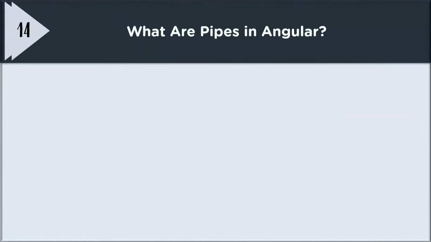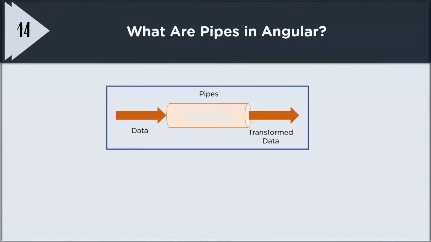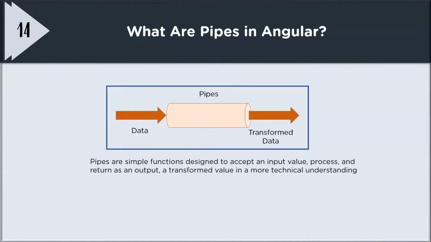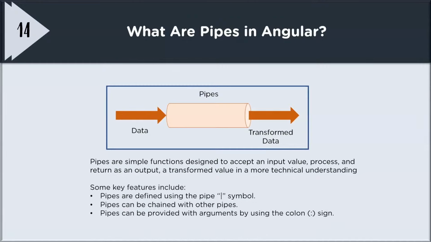Next up, what are pipes in Angular? Now, pipes are simple functions that are designed to accept a particular input value, process this value, and return an output which is a transformed value. Angular supports several built-in pipes. However, you can also create custom pipes that cater to your needs. To speak about a few salient features, pipes are defined using the pipe symbol. Pipes can be chained with other pipes, and pipes can be provided with arguments by using the colon sign.